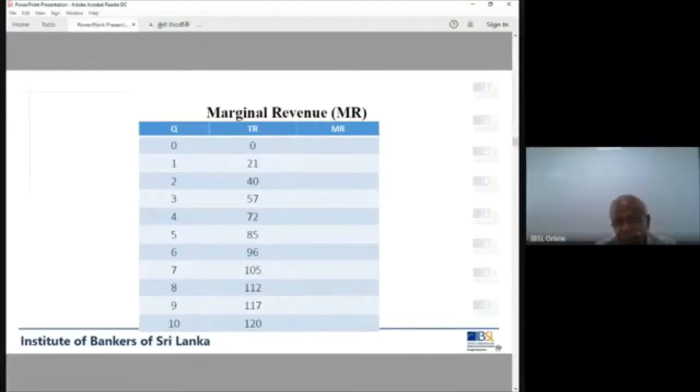Marginal revenue of the 10th unit: 120 minus 117. That is 3, divided by 10 minus 9, which is 1. Marginal revenue of the 10th unit is 3. By selling the 10th unit, the 10th shirt, or 10 kilograms, you can say, the company gets $3. That is the marginal revenue of the 10th unit. The TR is, by selling all 10, you get 120. Marginal revenue is the revenue of the 10th unit, 3.